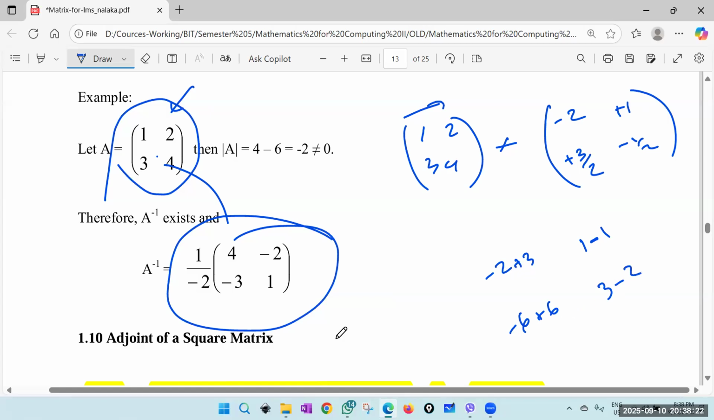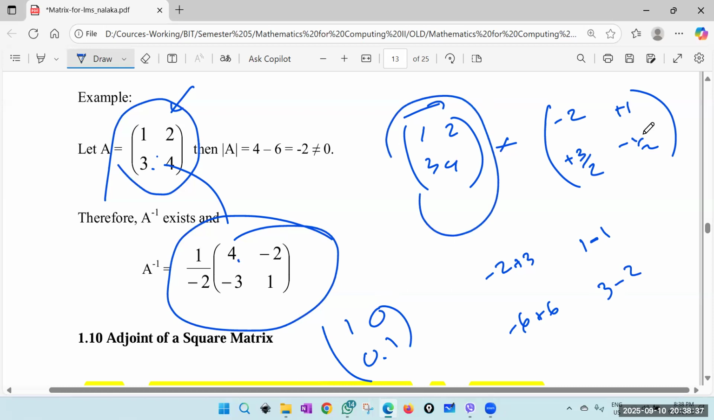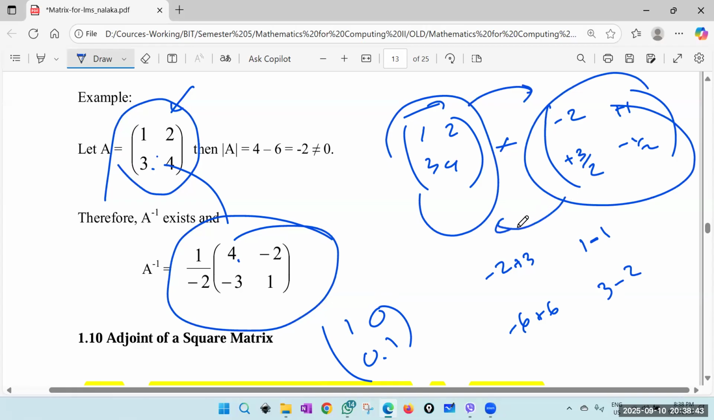And 3 minus 2 is 1. 1 minus 1 is 0. 6 minus 6 is 0. 3 minus 2 is 1. Yes, it's the identity matrix. So when you multiply this by this, you get the identity matrix. So therefore, the inverse of this matrix is this. And the inverse of this is this, and the inverse of this is this. So if B is the inverse of A, then A is the inverse of B. Okay.